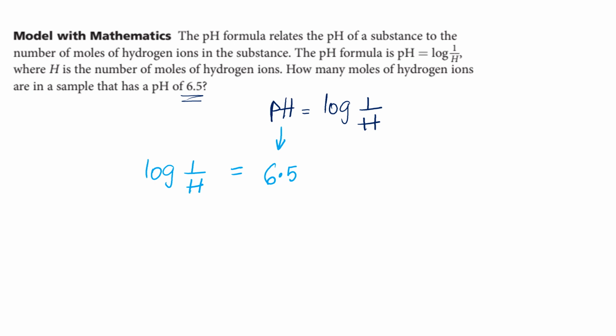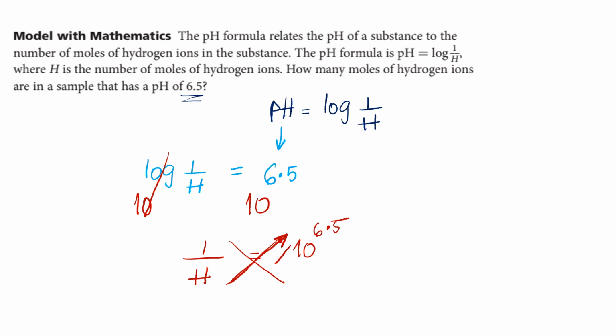In order to get rid of this log, I will raise the power of 10 on both sides. So I will get 1 over H equals 10 to the power of 6.5. If I cross multiply, since I need to find the value of H, this H will go on the top, whereas 10 to the power of 6.5 will go in the denominator. So H equals 1 over 10 to the power of 6.5.